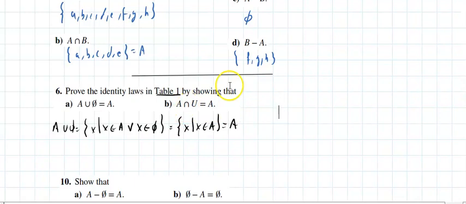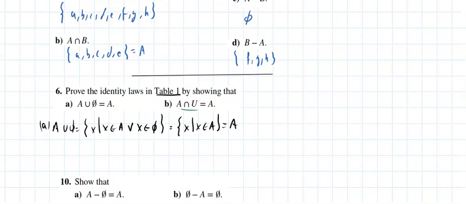And if I go for B, show that A intersected with the universal set is A. Well, let's see how that works. A intersected with the universal set is the elements that are in A, and because it's an intersection, the same elements that belong to the universal set.